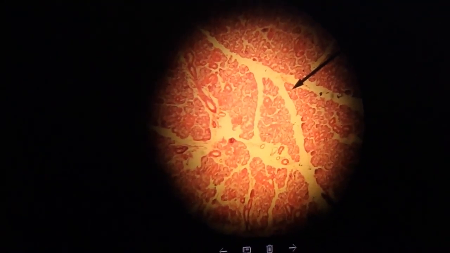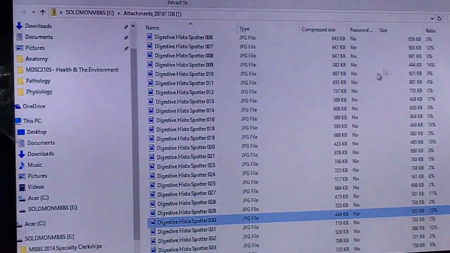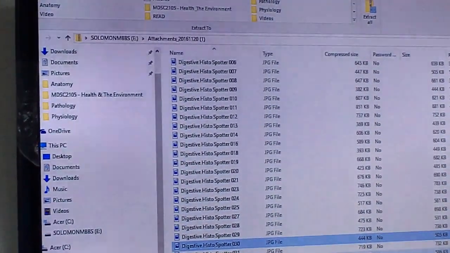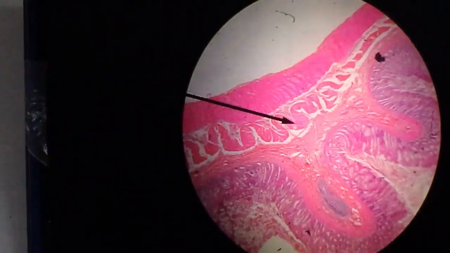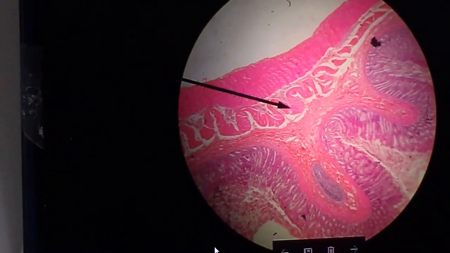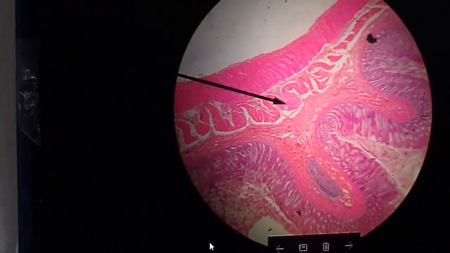Good. So you see, you have the answer, and you just need to match the answer with the slide. And you're not doing that. Beautiful, look at that. This is excellent.